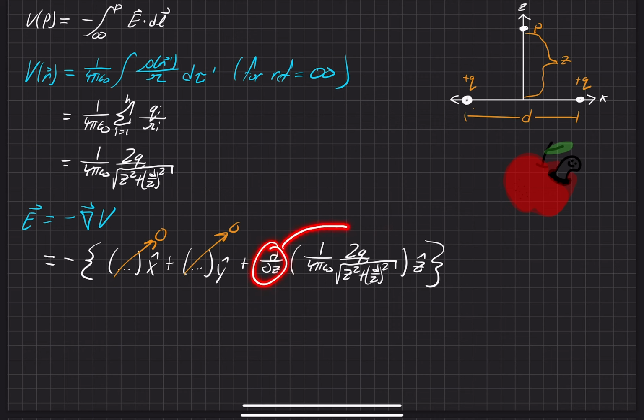So this partial comes in and just only hits the 1 over the square root of all that stuff in there, and the constants move out. So we'll just go ahead and pull the constants out. So what do we have? We have a 2q over 4 pi epsilon naught. And then our derivative is, let's see here, chain rule, 1/2, right? And then we have a z squared.